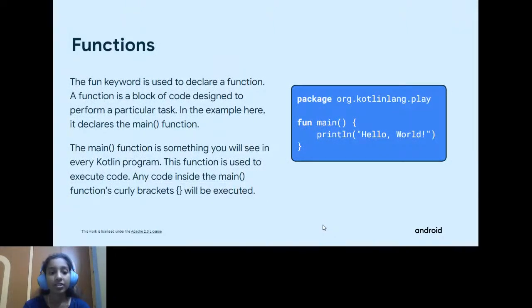So functions. A function is nothing but a block of code we write. The block of code is enclosed with curly braces, and we give the block of code a name that is called a function name. So this is the main function. The main function is visible in every Kotlin project. So let's understand this hands-on.